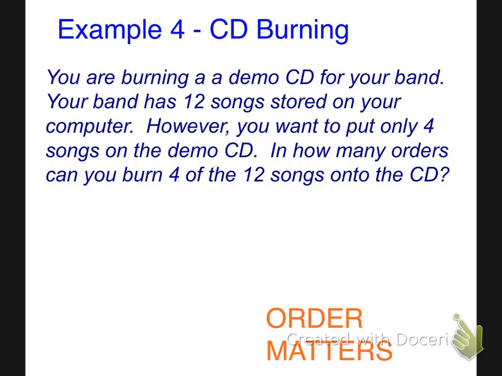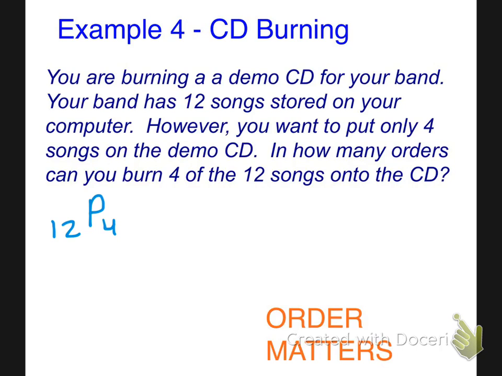Okay, so this example is you're burning a demo CD for your band. Your band has 12 songs stored on your computer. However, you want to put only 4 songs on the demo CD. In how many orders can you burn 4 of the 12 songs onto the CD? So 12 would be your n, that's your total number of songs. 4 is the number that you are taking at a time. So then what you would do is 12 P 4.